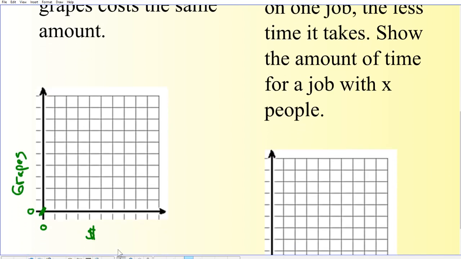Actually, would these variables be backwards? Yeah, I think they would be this way. Because the grapes would be the independent variable. The amount of money you spend would depend on it. Or this, yeah, this would be independent, this would be dependent. Yep, we're good this way.